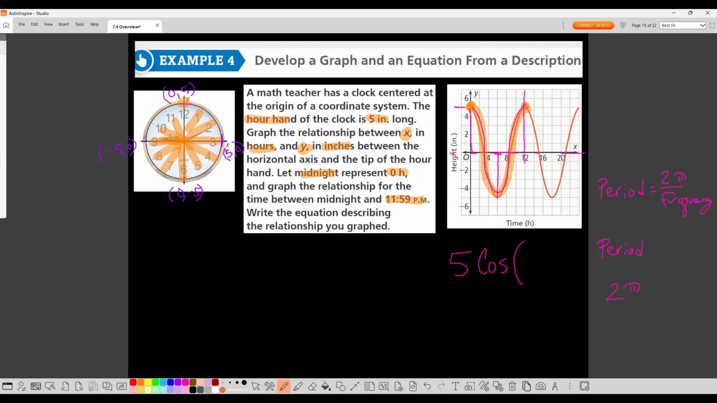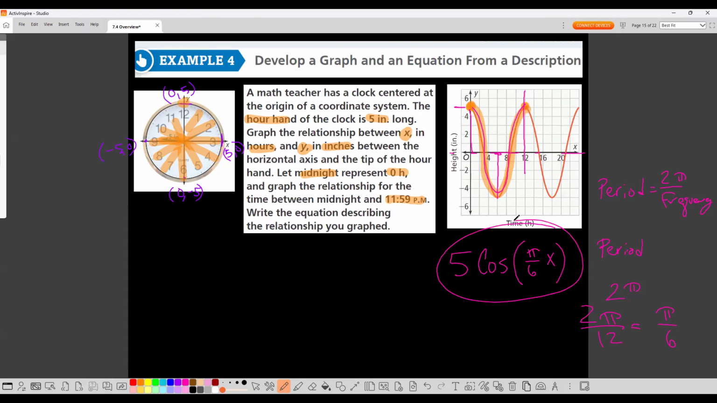So my period here is the 12. So if I took 2 pi over the 12, how long it takes, I'm going to get my pi over 6 times that x. And it hasn't been moved left or right at all. It hasn't moved up or down at all, so I don't need any plus or minus on the x. And I don't need any vertical transformation on the outside out here either.